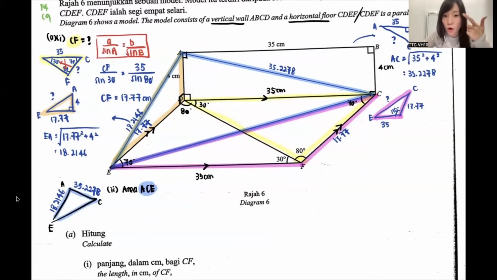So either using sine rule or cos rule. Sine rule must have two opposites, like just now the A1. So this one, the one I want to find, opposite is 110. 35 opposite, don't have. 17.77 opposite, don't have. So I don't think I can do sine rule. But I think I can do cos rule.